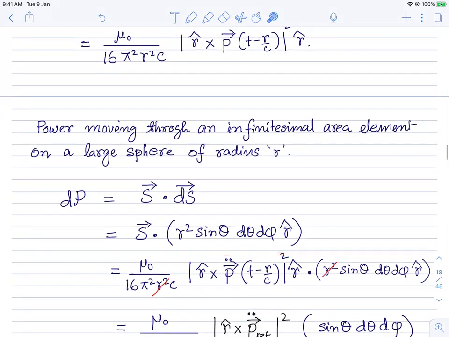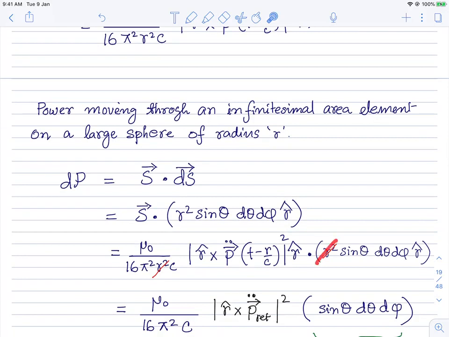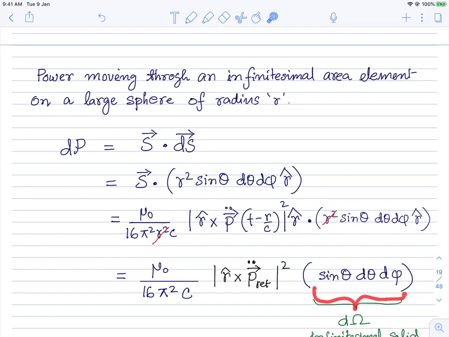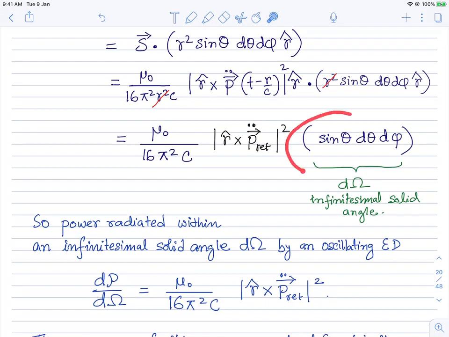And again, because of the 1 over r dependence of the electric field and the magnetic field, they give rise to a 1 over r square dependence in the Poynting vector. So that r square cancels out this r square in the area element. And then this part that we are left over is the solid angle element. Okay. So this infinitesimal power that goes into one of these solid angles is sometimes written in this way, dP d omega. So you take this and basically consider it per unit solid angle.